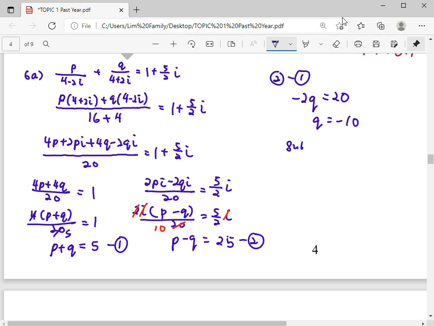Then we substitute back into either one equation. So you can substitute 1 or 2. I pick number 1 because it seems it is like simple. So p plus q, q is negative 10, equals to 5. So p move the negative 10 to the right hand side, it will become 15. So our conclusion, they ask us to find PQ. So we write out our conclusion, P is 15, Q is negative 10.